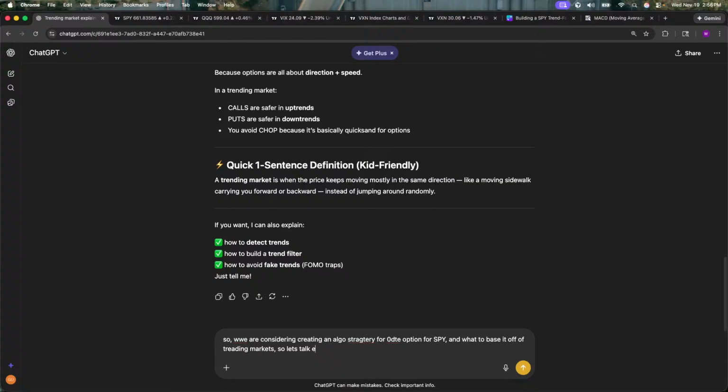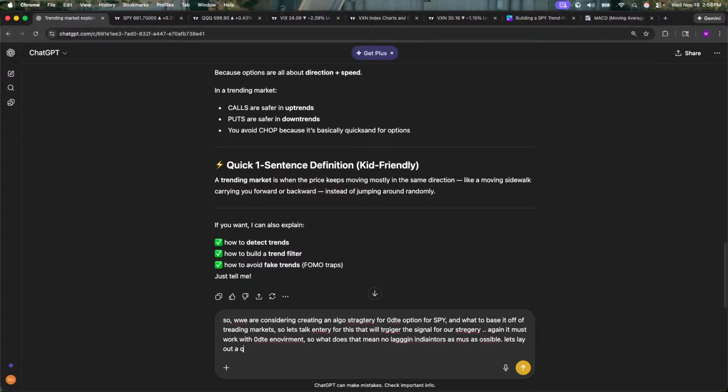So let's talk about the entry that will trigger the signal for our strategy. Again, it must work with a 0 DTE environment. So what does that mean? No lagging indicators as much as possible. Now lay out a quant level entry. Give me two options, then, so we can build it from there.